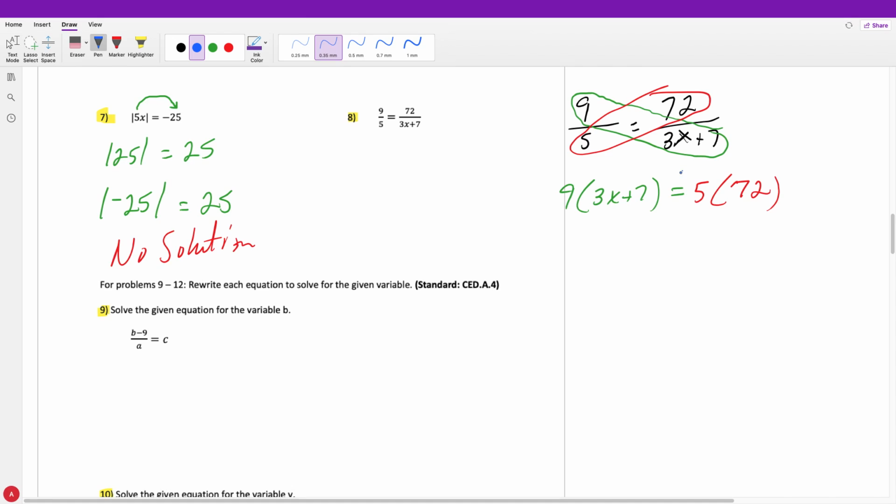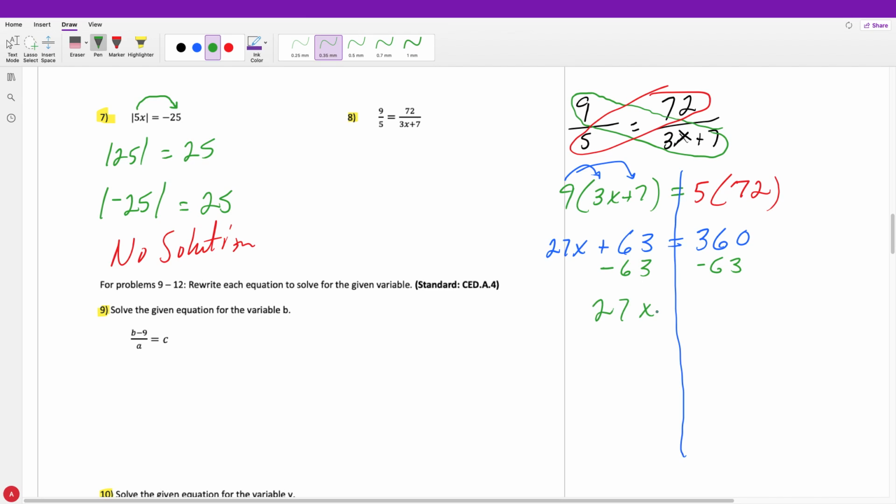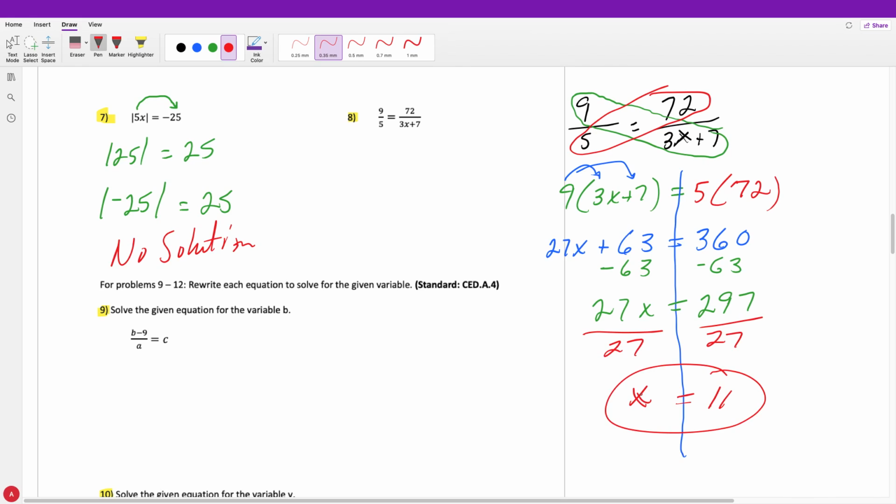And now from here, I'm going to draw a line going down my equal sign, just so that way we can remember that we only have to take the inverse operations when we move to the other side. We're going to simplify both sides of our equation. So 9 times 3x gives me 27x, and 9 times 7 gives me 63. And 5 times 72 is going to be 360. And then from here, I'll go ahead and subtract over 63. And I get 27x is then equal to 297. And now we'll divide each side by 27, and x is equal to 11. And that would be our final answer for this question number 8, that x is equal to 11.